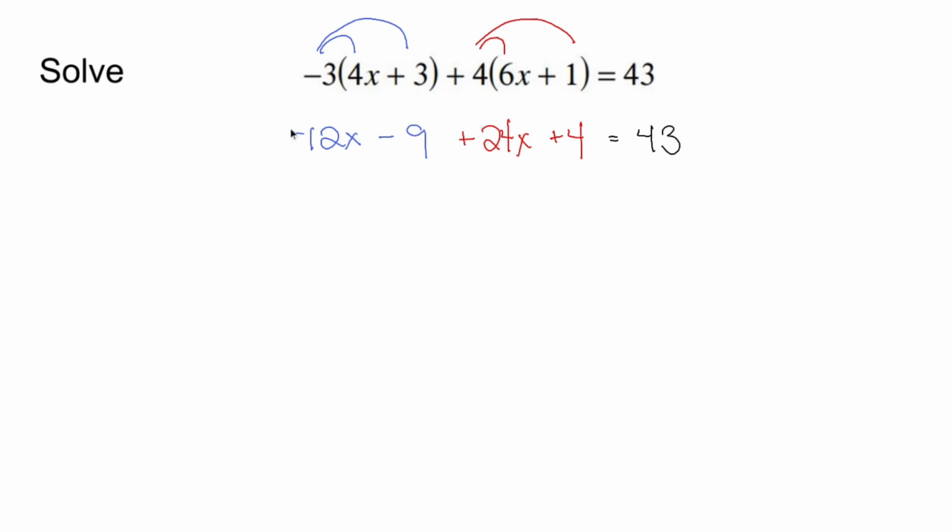Now, on the left, if you can combine like terms, do it. In fact, not only do we combine once, we combine twice. -12x and 24x both have x's, so they're like terms. So if you view this as 24x's minus 12x's gives me 12x's, you're in great shape.